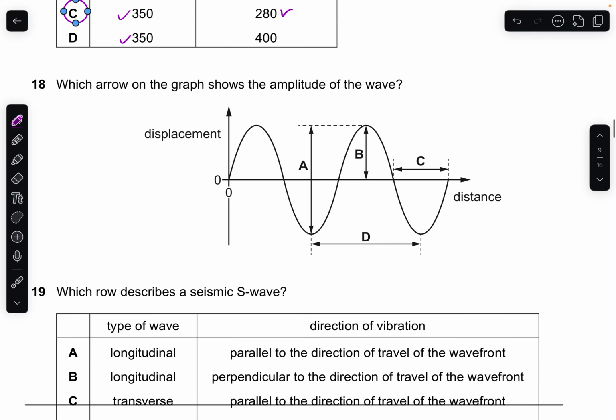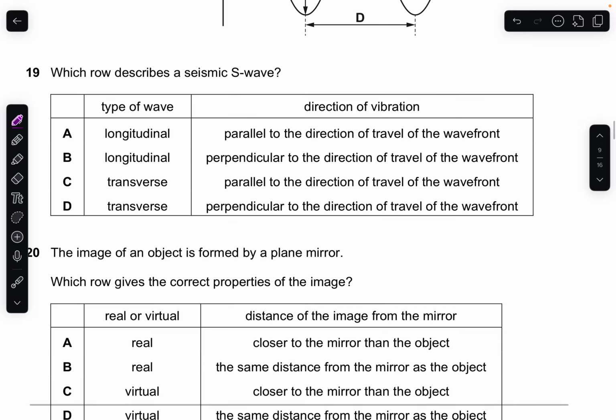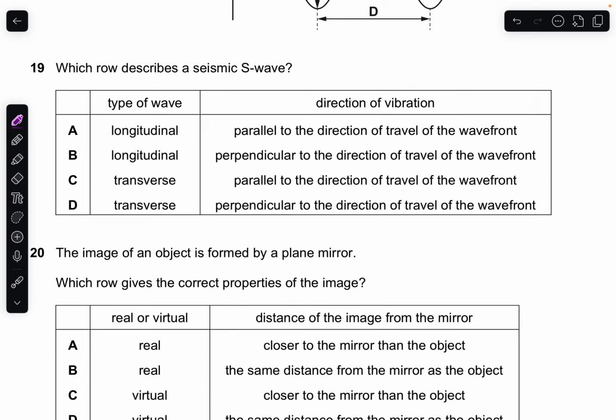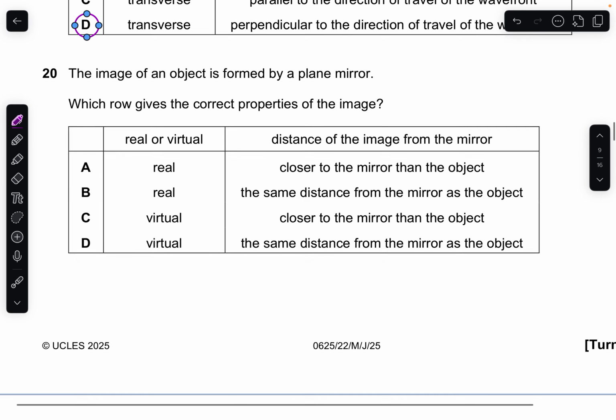Which arrow on the graph shows the amplitude? It's very easy. It's option B. Amplitude is always measured from the mean position to the extreme position of the wave. Which row describes a seismic S wave? Okay, seismic S waves are transverse waves, and in a transverse wave, particles move perpendicular. Seismic P-type waves are longitudinal waves. Okay, you have to keep that in mind.